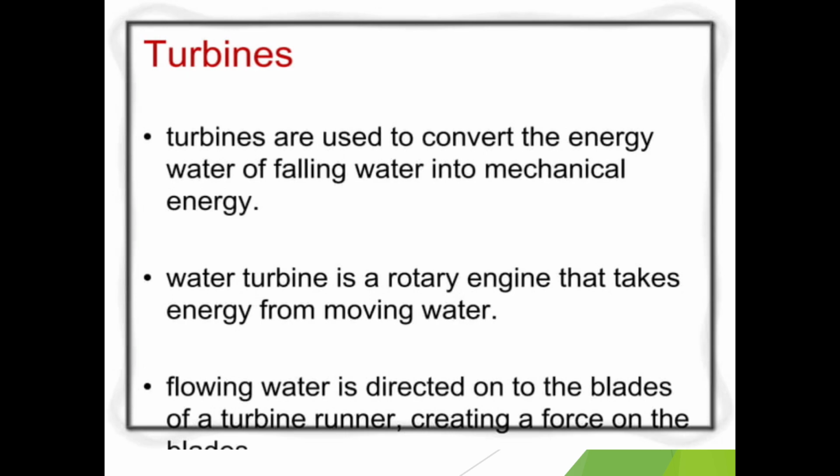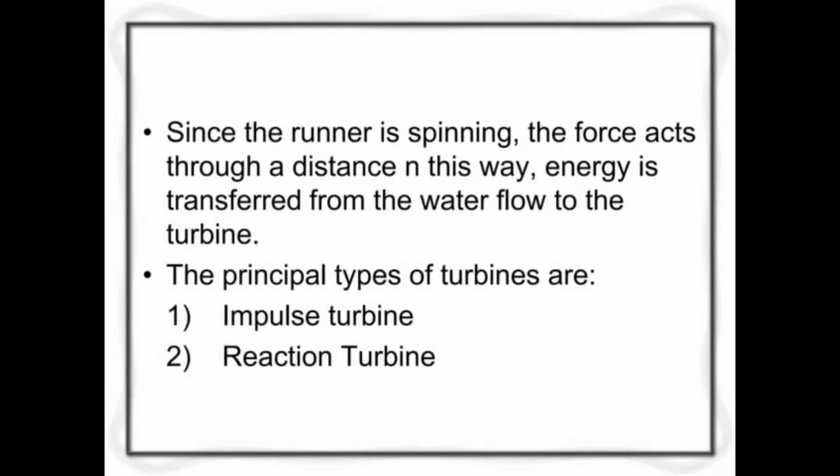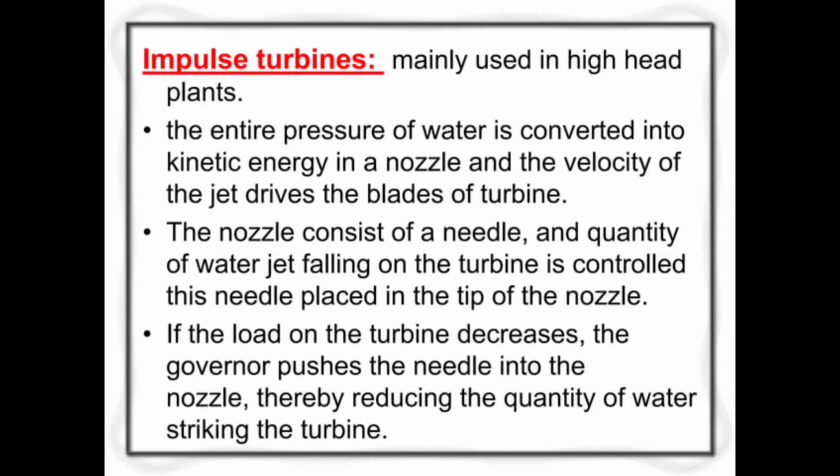Flowing water is directed onto the blades of a turbine runner, creating a force on the blades. Since the runner is spinning, the force acts through a distance. In this way, energy is transferred from the water flow to the turbine. The principal types of turbines are the impulse turbine and the reaction turbine.